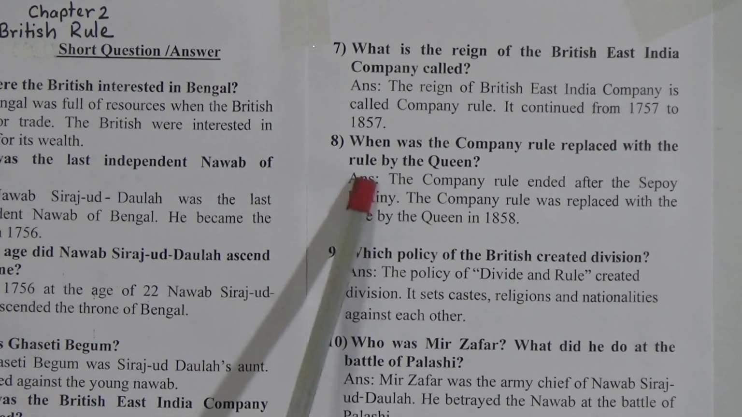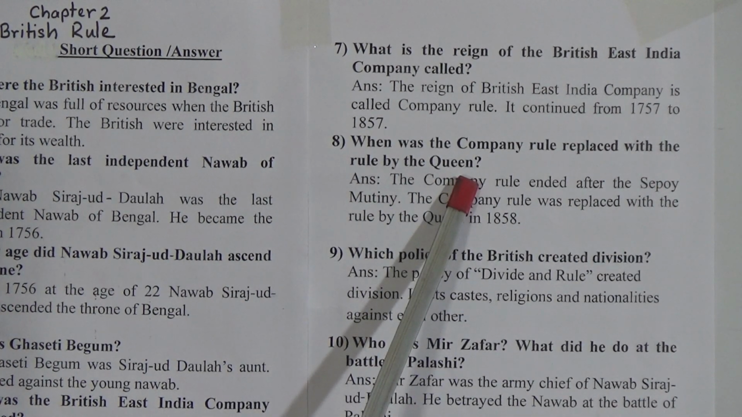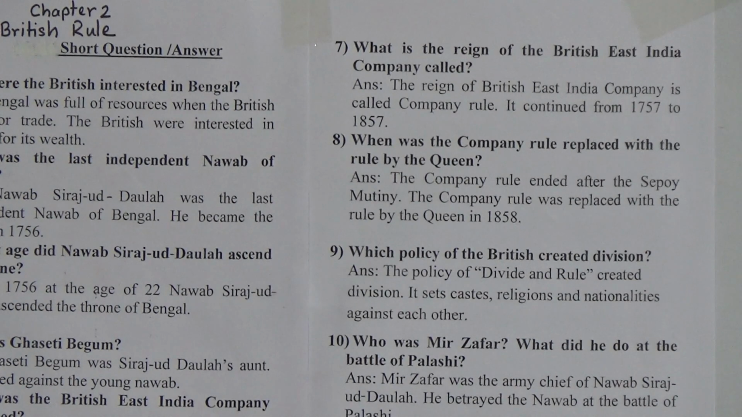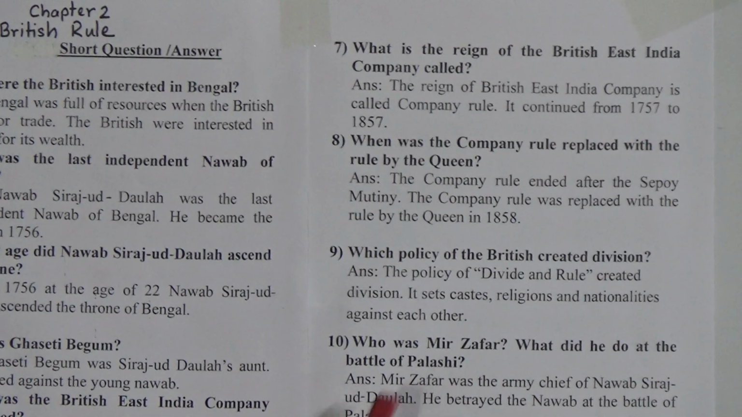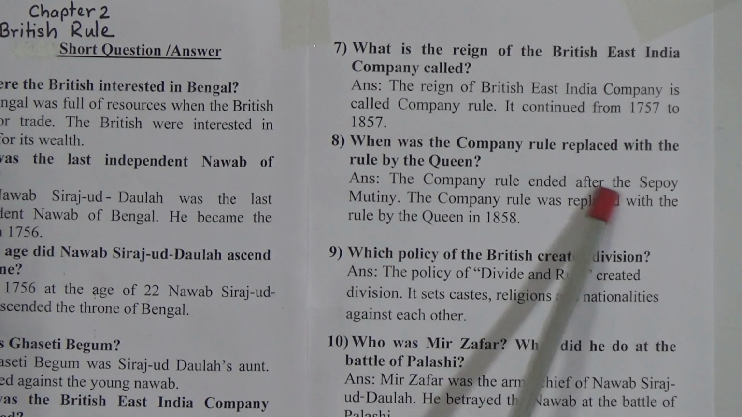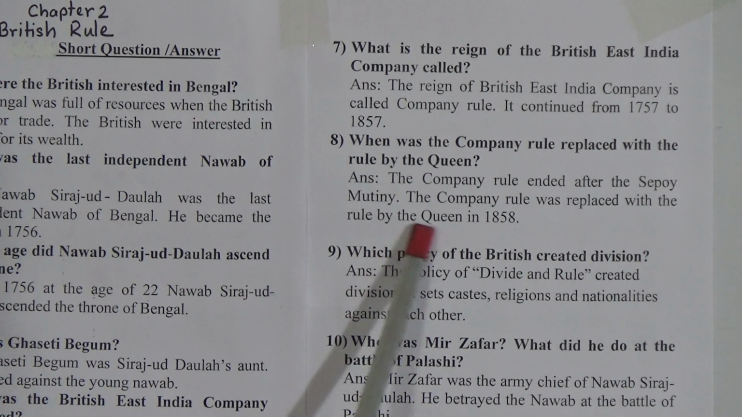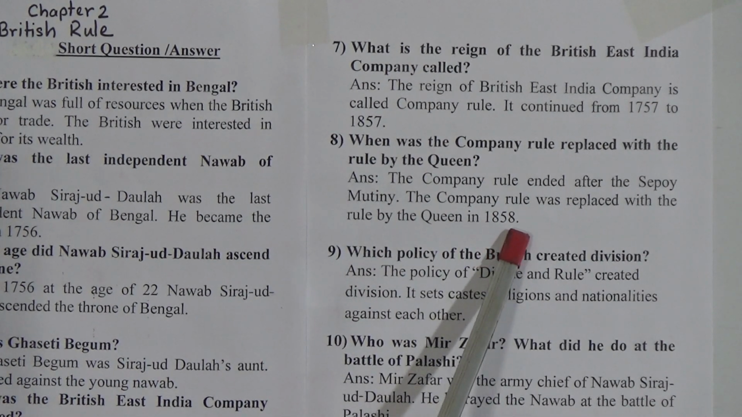Now number 8, when was the company rule replaced with the rule by the Queen? And when? We know that it is in 1858. And the answer is, the company rule ended after the Sepoy Mutiny. The company rule was replaced with the rule by the Queen in 1858.